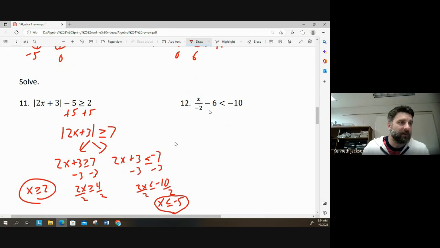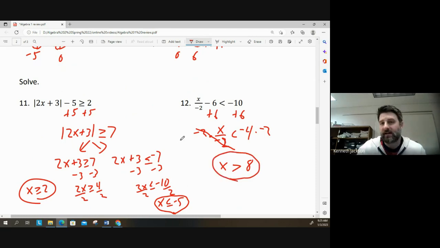On number 12, to get rid of a minus 6, I would add 6. Distribute, combine like terms, pick on the little guy, get the variable by itself. That's a 2, not a 3. What is that? Negative 4. To get rid of a divide by negative 2, you can multiply by negative 2. And the rule is that when you multiply or divide by a negative, we have to flip the inequality sign.